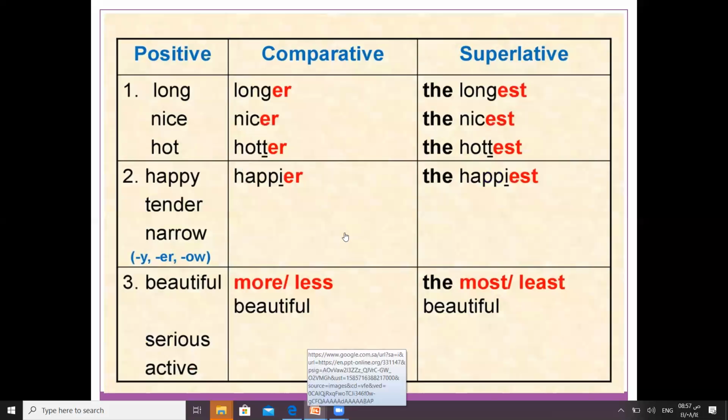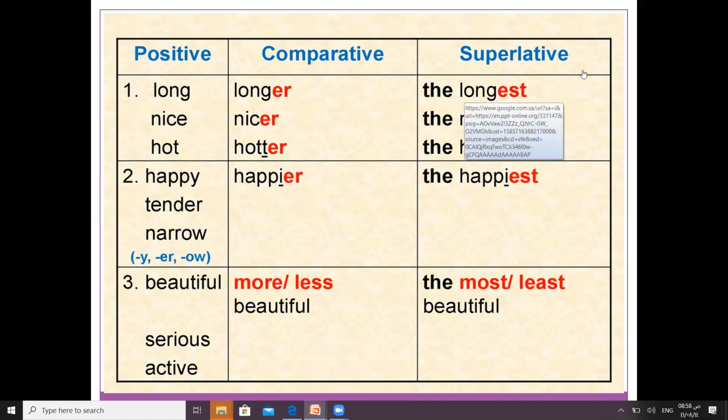Quick revision, we were saying that an adjective is to describe a noun. We were studying today about comparative and superlative. In comparative, we are comparing between two nouns. When we are comparing between two nouns, we will add ER. When we have two syllables ending in consonant Y, we will cross the Y and add I, then ER. If we have more than two syllables, we will not add ER, we will add before the adjective more or less. It depends on the meaning to add more or less.